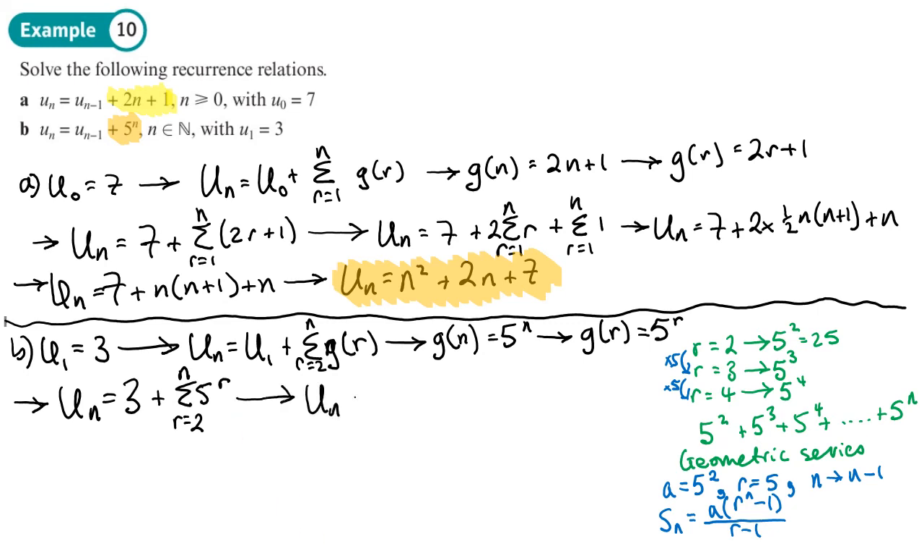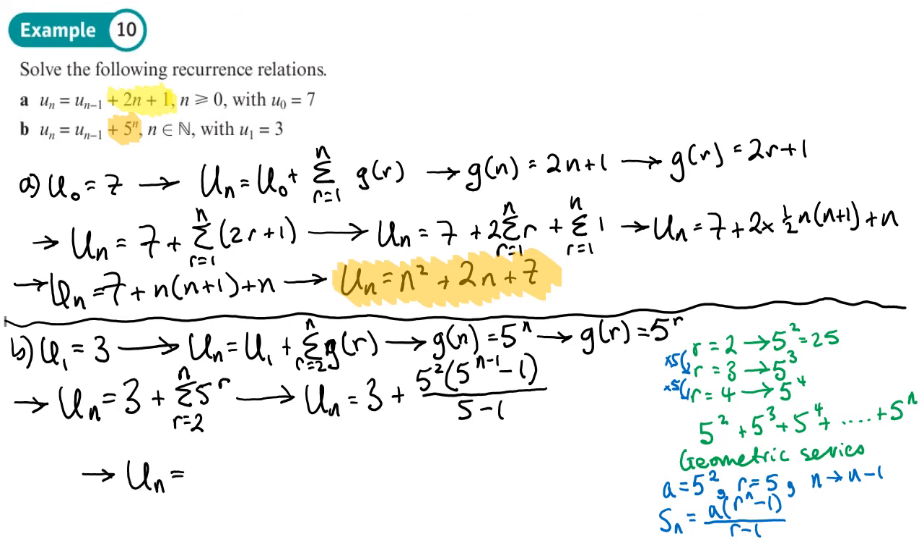So u_n equals 3 plus, and then we'll put in our formula for the sum of n terms here. So a is 5 squared times r, which is 5. The number of terms is n minus 1, minus 1, all over the common ratio 5 minus 1. Okay, now we could leave the answer like this. We're just going to tidy it up a bit.